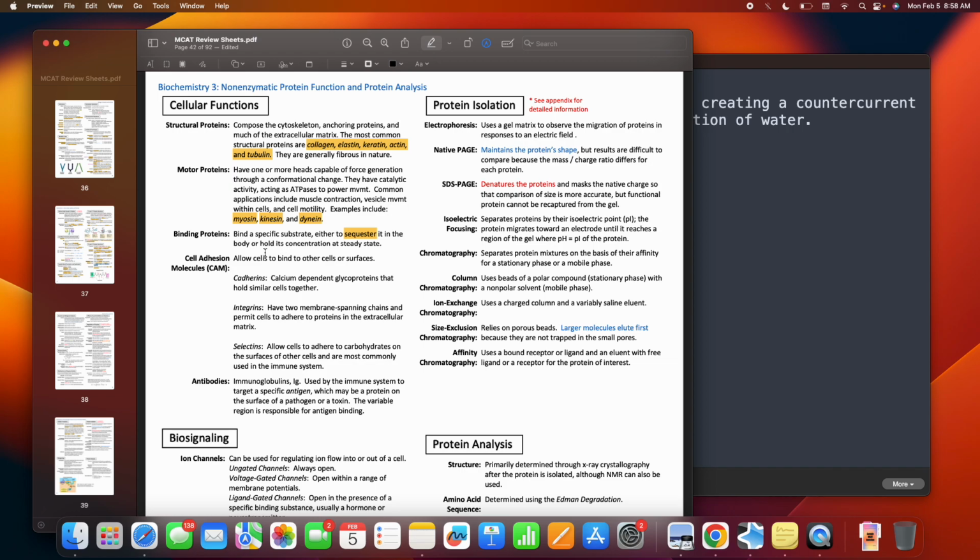Then we have cell adhesion molecules, CAMs, which allow cells to bind to other cells or surfaces. Cadherins are calcium-dependent glycoproteins that hold similar cells together. And integrins have two membrane-spanning chains and permit cells to adhere to proteins in the extracellular matrix. And selectins allow cells to adhere to carbohydrates on the surfaces of other cells and are most commonly used in the immune system. So selectins are in the immune system.